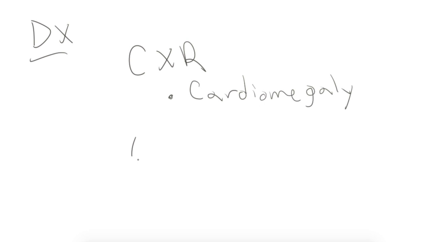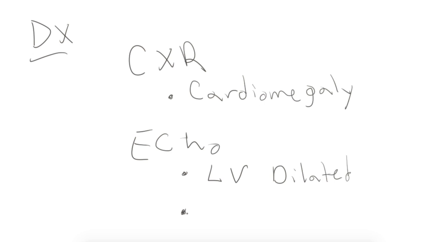But definitely the gold standard here is your echo. And what are you going to see in an echo? Exactly what you would expect to see. The left ventricle is going to be dilated. And how to differentiate this from hypertrophic cardiomyopathy is that the walls are thin. Walls will be thin. Okay, let's get that out of the way.